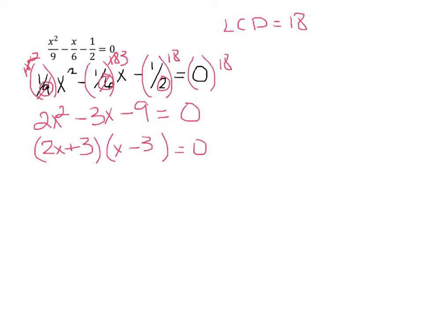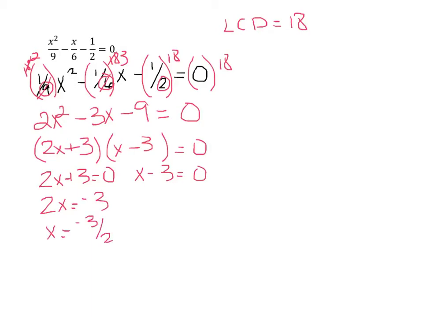And we can check. It's negative 6x plus 3x. That works. And we set each of these equal to 0. There's your solution.